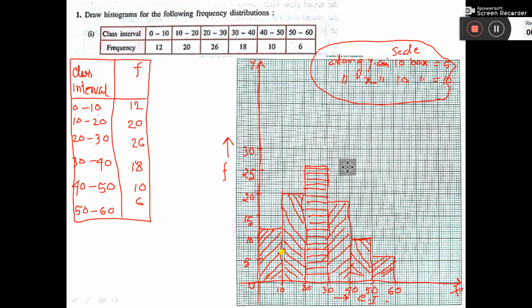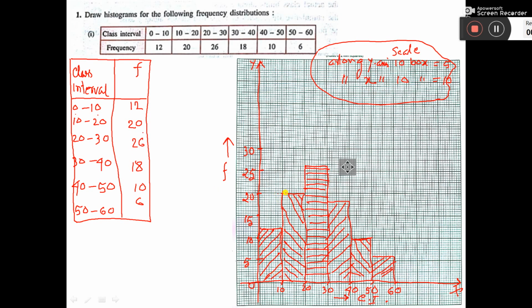So for 0 to 10, Sir, we can write class interval as CI, because everybody knows CI is class interval and frequency is F. You can write it, no problem. So the 0 to 10 rectangle will be up to 12. So after 10 you see 12 up to this. So you draw this rectangle.